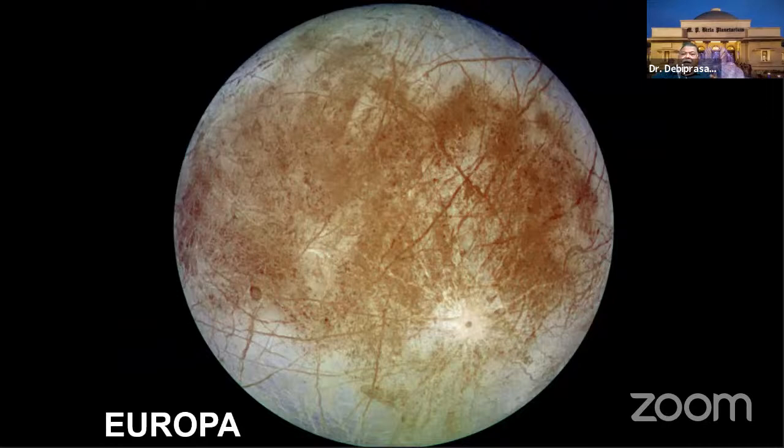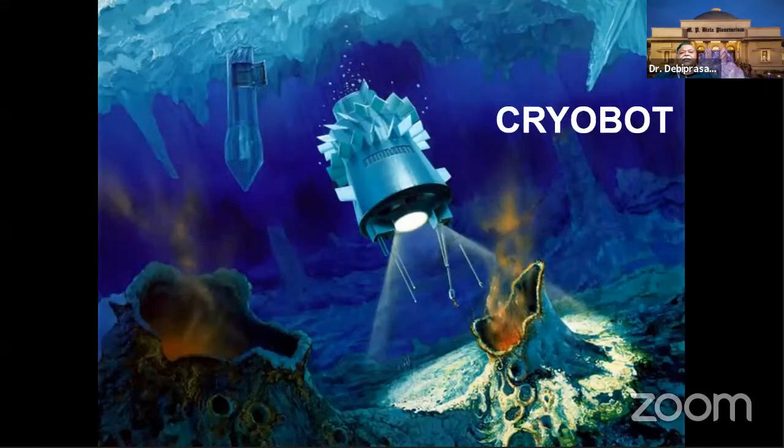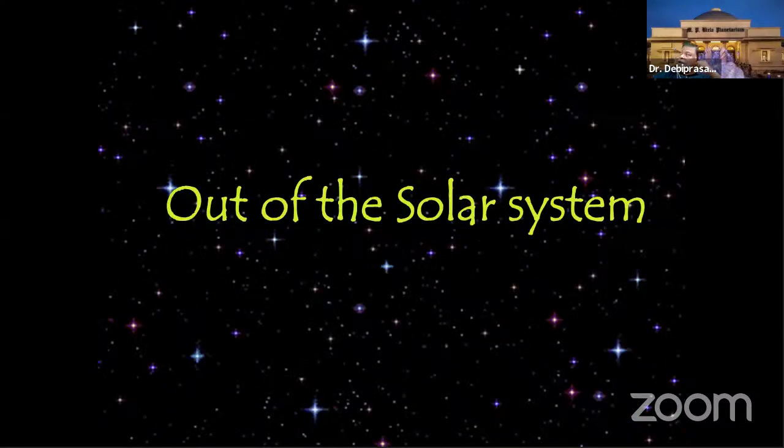Cracks are happening. And this has been proved beyond doubt when the spacecraft Cassini was flying over a satellite of Saturn called Enceladus. You see the plumes of water coming out. So scientists have now tested this machine called Cryobot, which will be sent to Enceladus and Europa in 2024. By 2029, they will drill through the 15-kilometer thick ice. And when they find liquid water, they will try to see life. But let us actually start our journey out of the solar system.